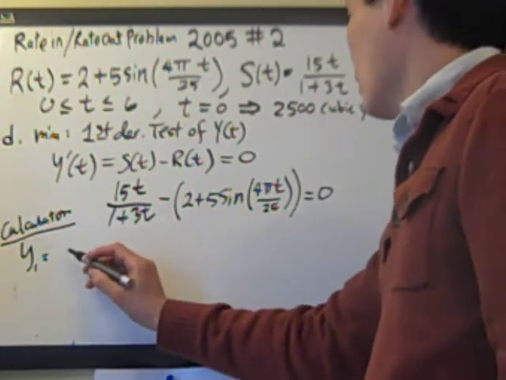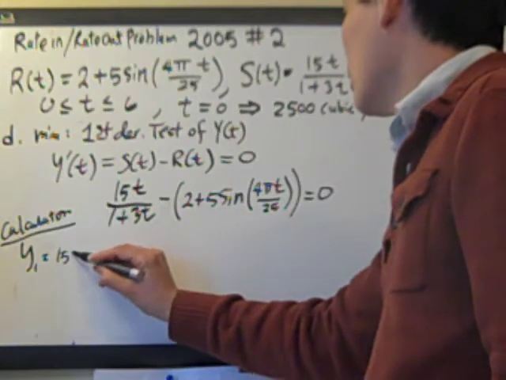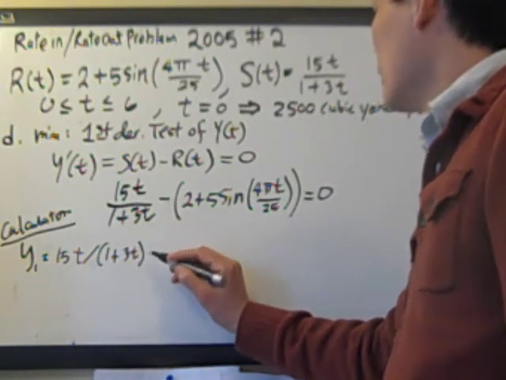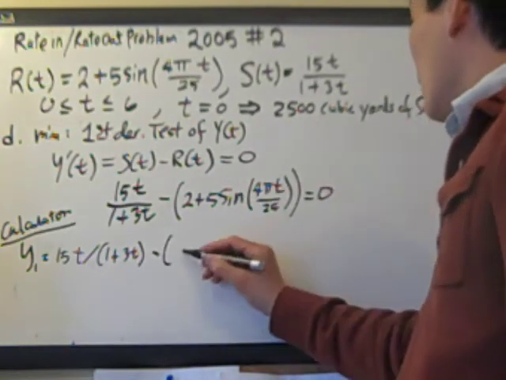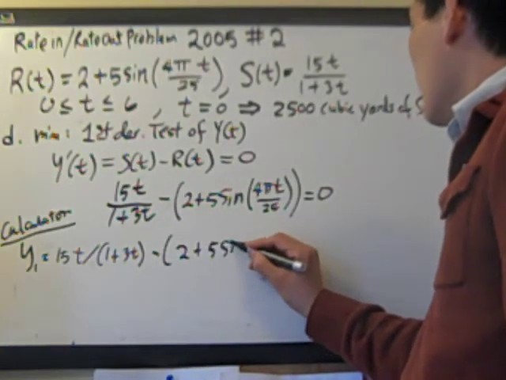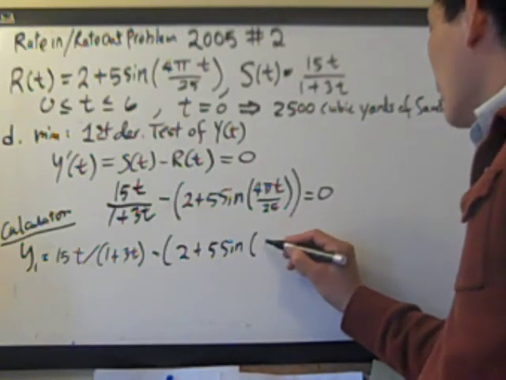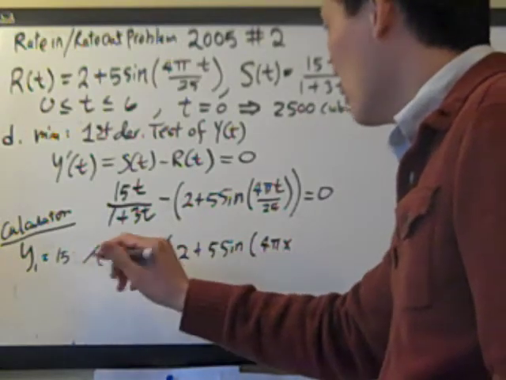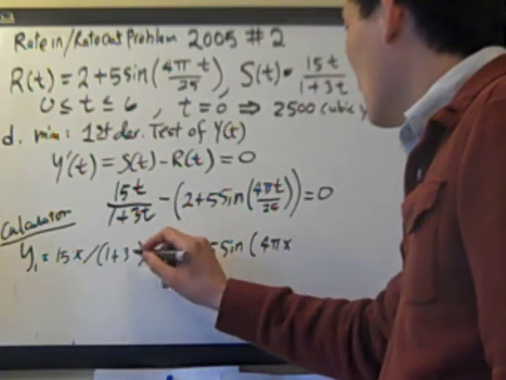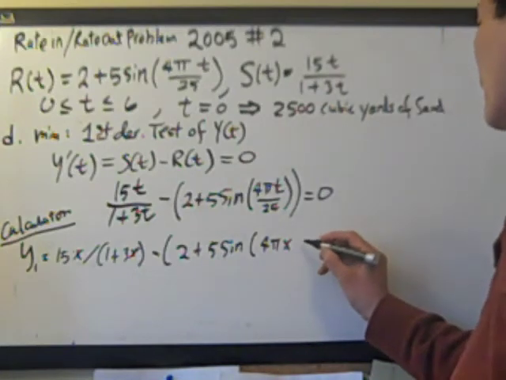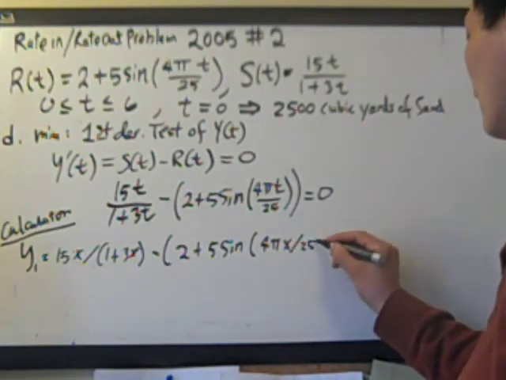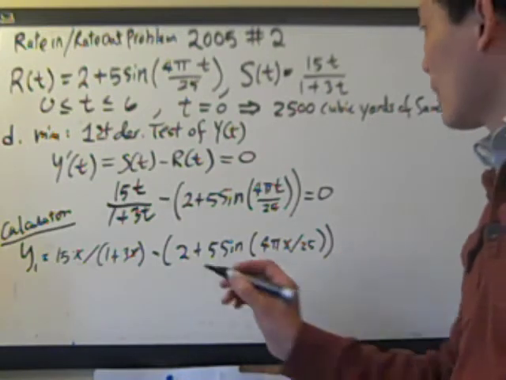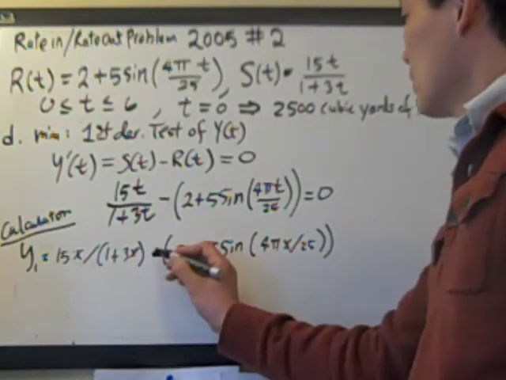You can just write it out. So I will write 15t divided by parenthesis 1 plus 3t, parenthesis, minus parenthesis 2 plus 5 sine parenthesis 4 pi x over 25 parenthesis. In fact, on the calculator you only get x, so you won't get t. Okay? So this is what you have for y1.